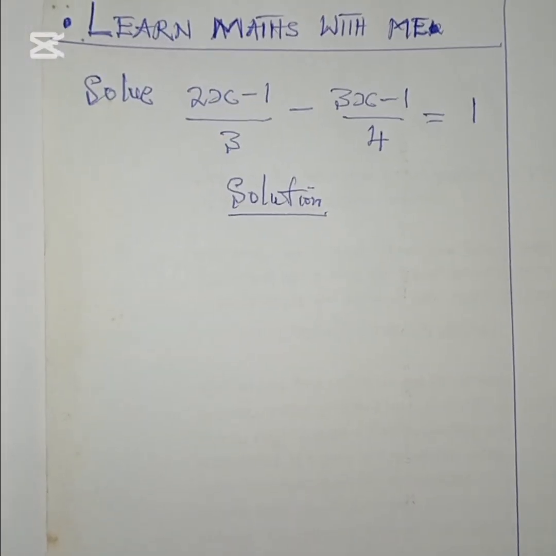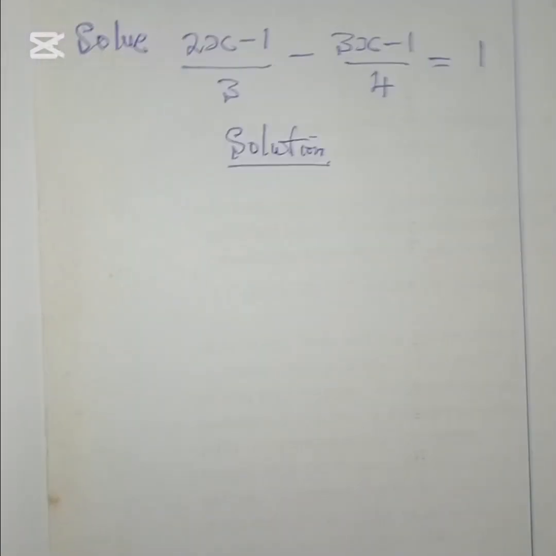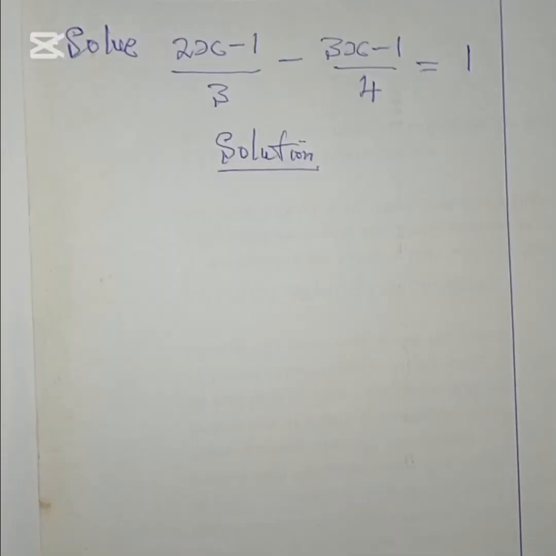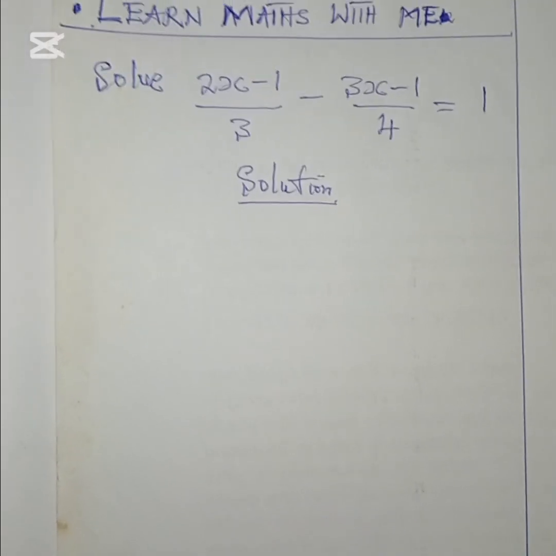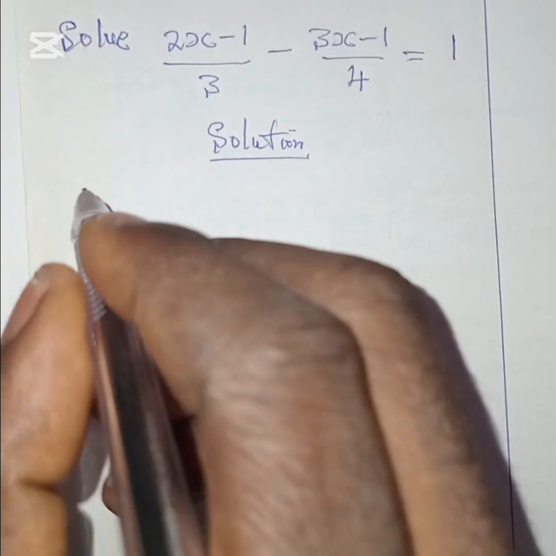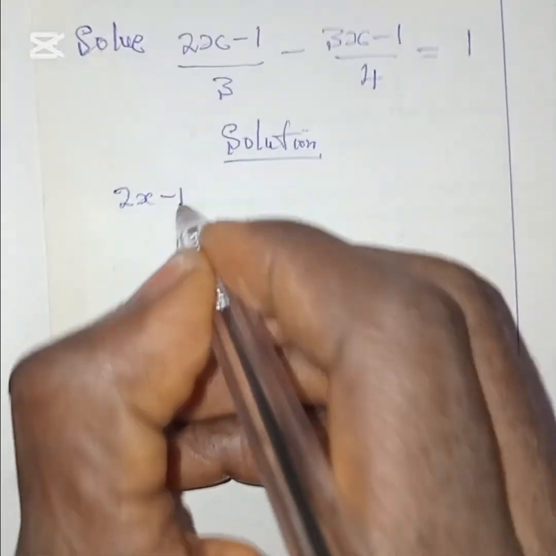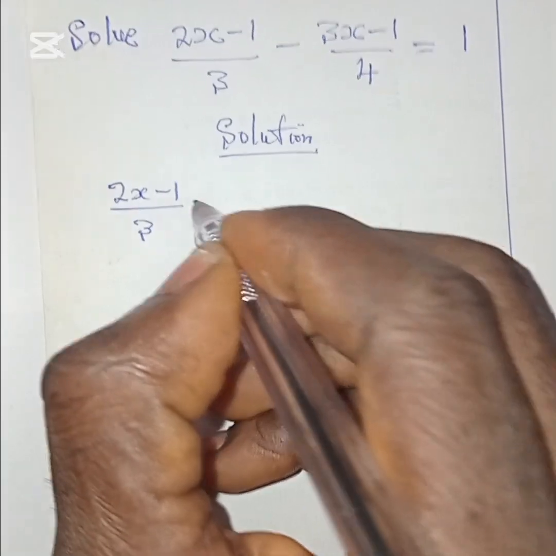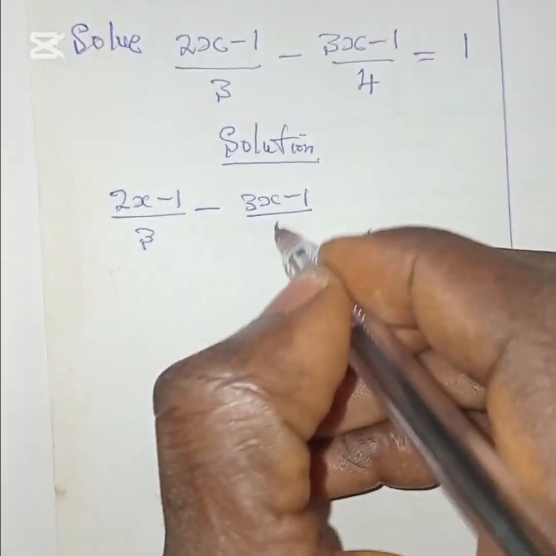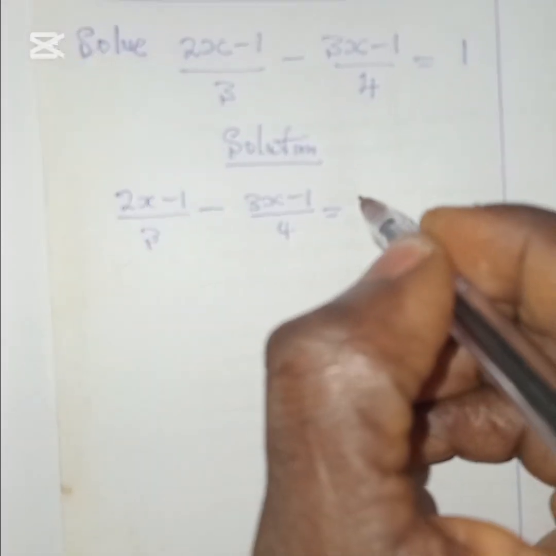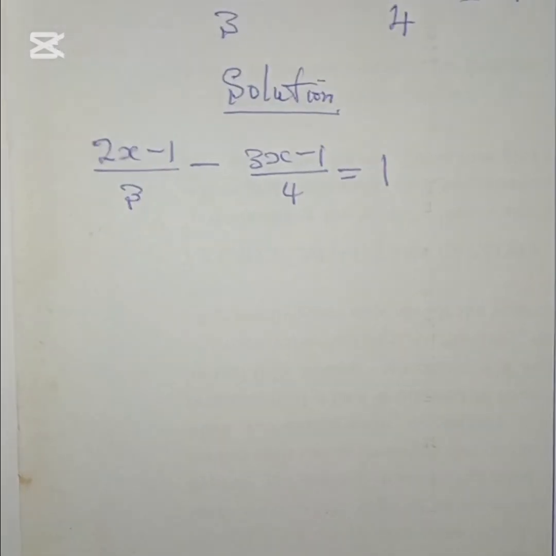Now the next thing that you are going to do is to write down the equation again. It depends. You can go ahead and solve the equation, but me, I want you to write down the equation again. So the equation says (2x minus 1) all over 3 minus (3x minus 1) all over 4 is equal to 1.